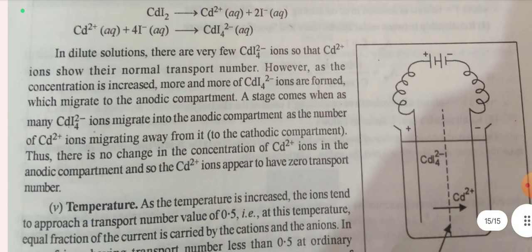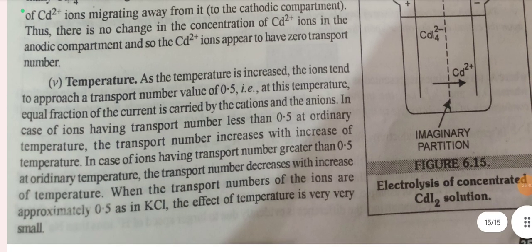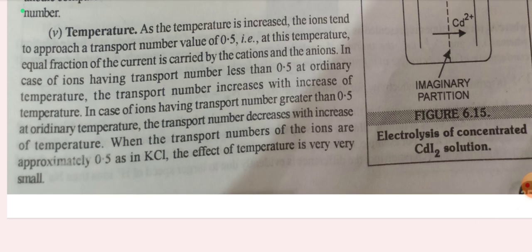Temperature. As the temperature increases, the transport number of an ion tends to approach the value 0.5, that is, at this point equal fractions of the current are carried by the cation and anion. In the case of an ion having transport number less than 0.5 at ordinary temperature, the transport number increases with increase of temperature. In case of an ion having transport number greater than 0.5 at ordinary temperature, the transport number decreases with increase of temperature. When the transport numbers of ions are approximately 0.5, as in KCl, the effect of temperature is very small.